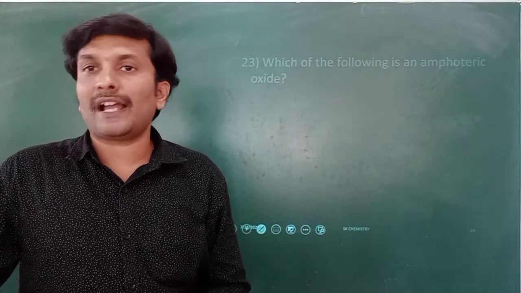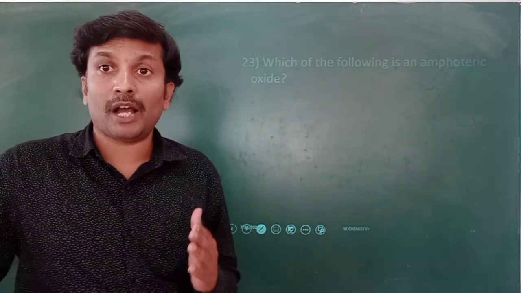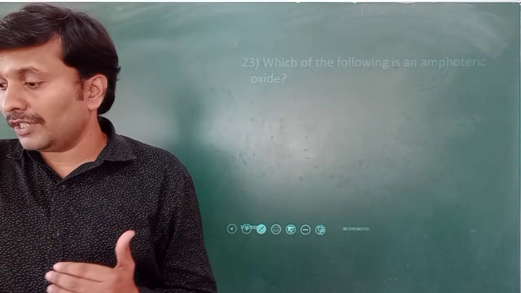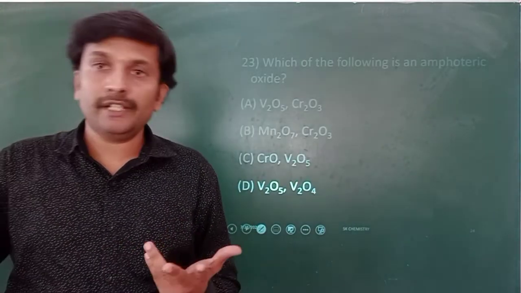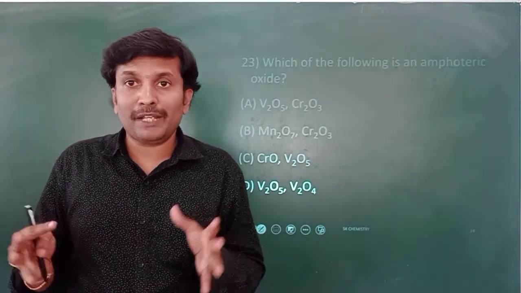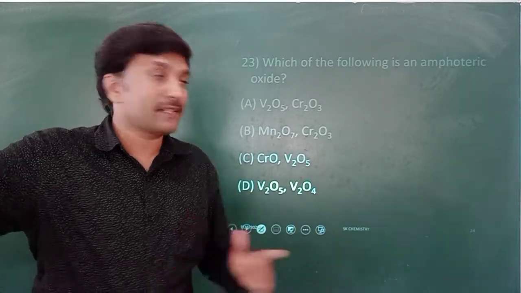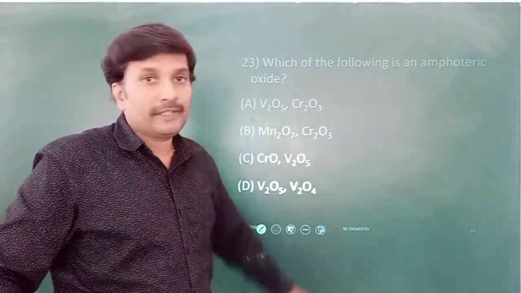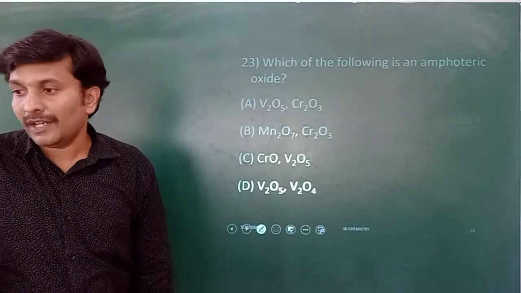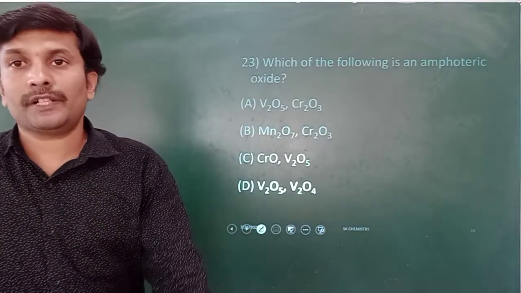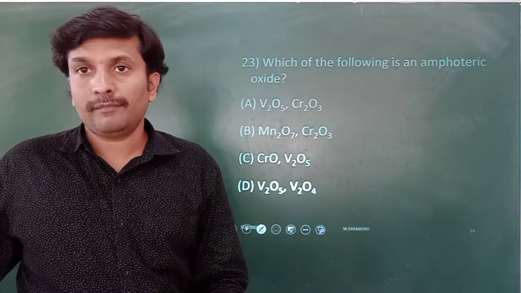Which of the following is amphoteric oxide? Amphoteric nature is shown by which group? Aluminium, 13th group elements. So let us see which is amphoteric oxide. I didn't get any 13th group, so which one are we playing with? All these elements are D block elements. Under D block elements, amphoteric nature means they can act both as an acidic oxide and basic oxide.